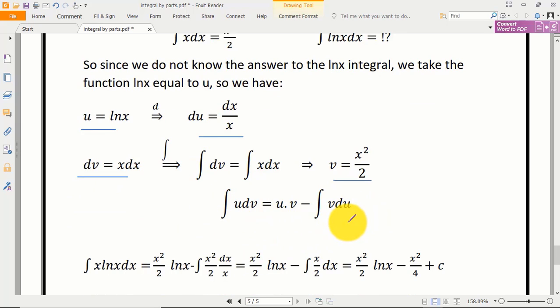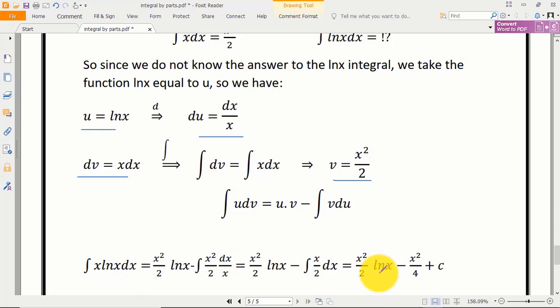By plugging them into the formula, we'll have the integral of u dv, which is the integral of x ln x dx, equal to u times v, where v is x squared over 2 and u is ln x. So u times v would be x squared over 2 times ln x, then minus the integral of v du, where v is x squared over 2 and du is dx over x. By simplifying this integral, we'll have x squared over 2.